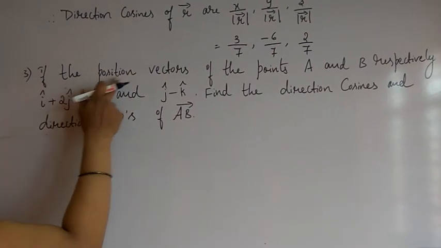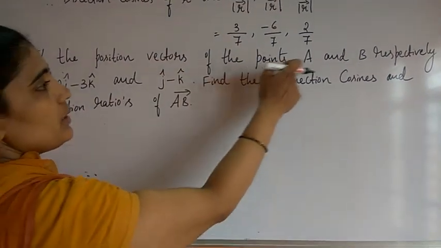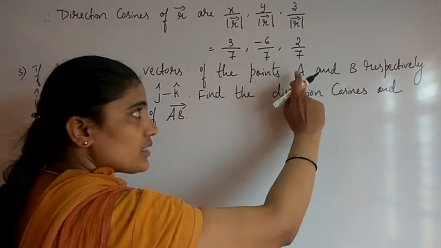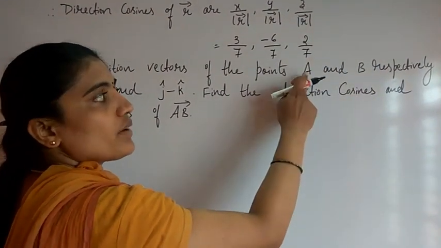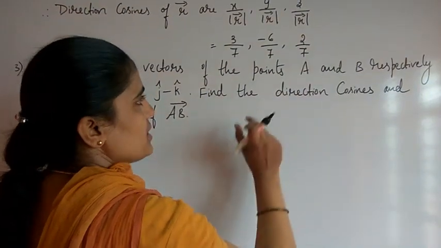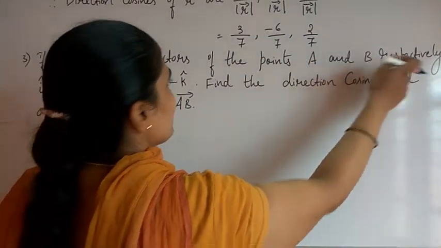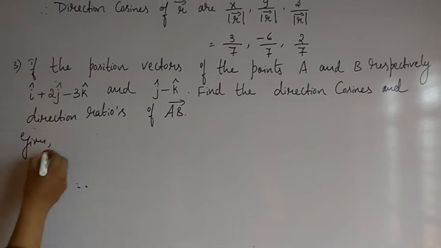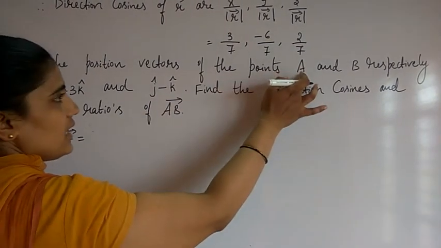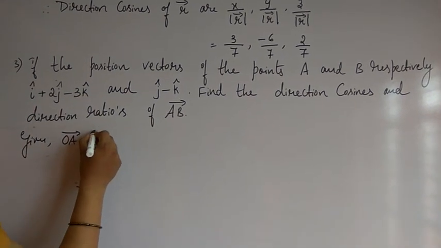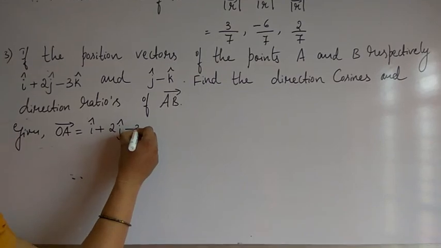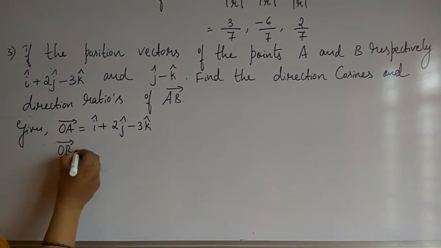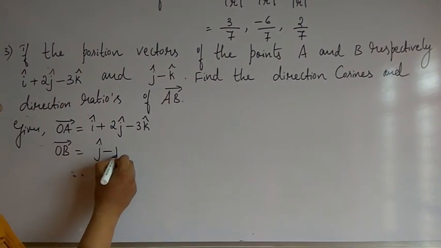So next one, the position vector of the points. I have told in the last class, if the problem is containing any points, then we have to convert that points into vector form. So point A is converted into vector OA, point B is converted into vector OB. See here, the position vectors of the points A and B respectively are given. So vector OA, first point is A, therefore vector OA is I cap plus 2j cap minus 3k cap. Next point is point B, so position vector of point B is vector OB, that is also given, j cap minus k cap.